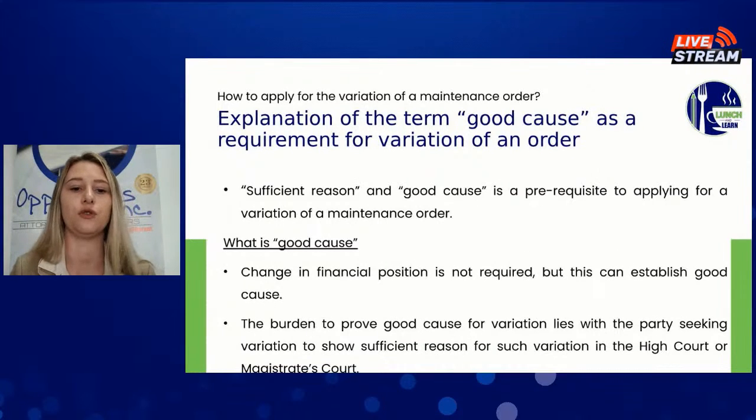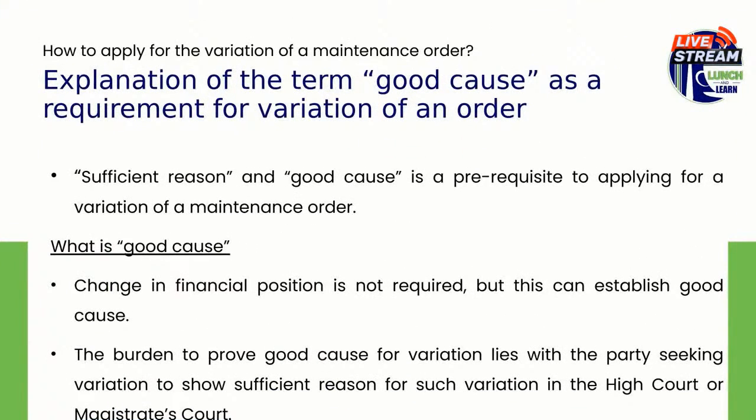So sufficient reason and good cause is a prerequisite to applying for a variation of a maintenance order. So what do we mean when we say you need good cause? Well, change in financial position is not necessarily required, but change in financial position can establish a good cause. So as I've said, you've lost your job, and so now you cannot afford to pay the amount of maintenance in terms of the original maintenance order. This can be a good cause as to why you are applying for a decrease.